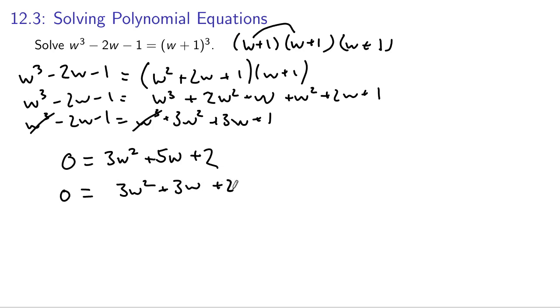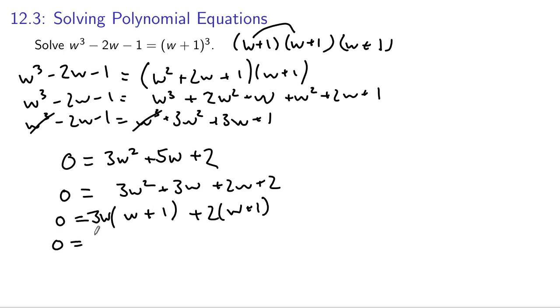So break up the middle term, 5w, into plus 3w plus 2w, and then factor the first pair of things, the second pair of things. The first has a 3w. That leaves us with w plus 1. The second has a 2 in common, which also leaves us with a w plus 1. Factoring the w plus 1, which is common, out, we get 3w plus 2 times w plus 1.